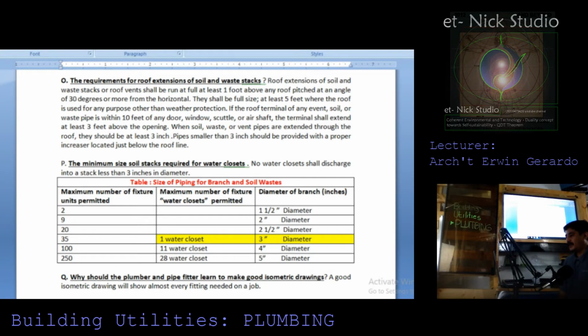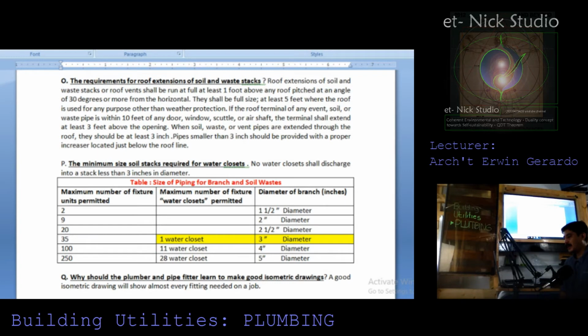The minimum size soil stocks required for water closet. No water closet shall discharge into a stock less than 3-inch in diameter or its equivalent of 75 millimeter.